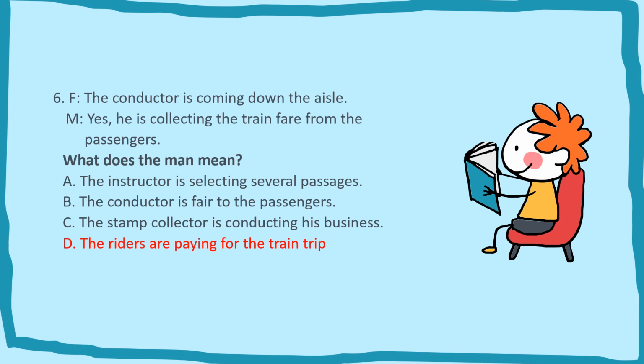Based on the strategy, focus on the second line. I think the best answer is D, because in the second line, the man means he is collecting the train fare from the passengers, and this has the same meaning as the riders are paying for the train trip.